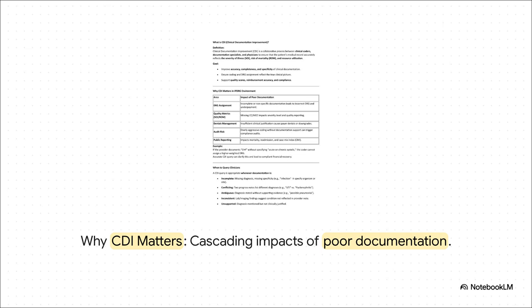This table really highlights the cascading nightmare of poor documentation. Vague notes lead to incorrect DRG assignments and huge underpayments. Missed complications mess up the hospital's severity of illness scores. And worst of all, a lack of clinical justification directly causes payer denials, while aggressive coding without the paperwork to back it up triggers massive compliance audits. It's a real domino effect.